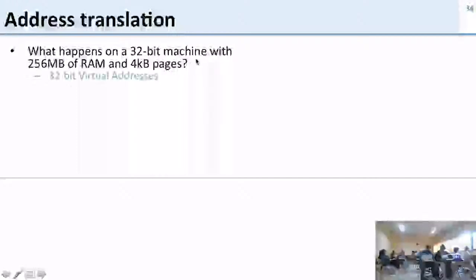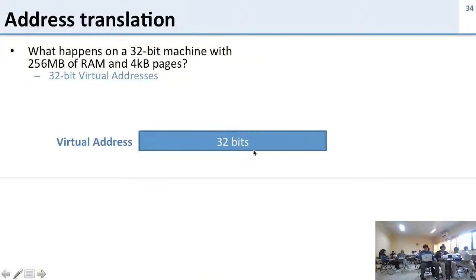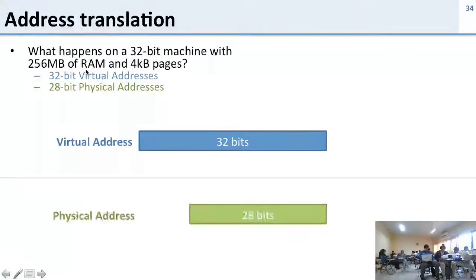So let's take a look at what this looks like. So we have a 32-bit virtual address. That's what our MIPS promises us. So each program can access 32 bits of address space, or 4 gigabytes of memory, but we only have 256 megabytes of RAM. So here's our 32-bit virtual address space, but we only have a 28-bit physical address space. So 28 bits gives us 256 megabytes. So we've got a 28-bit physical address space here. How do we convert between the two of these?